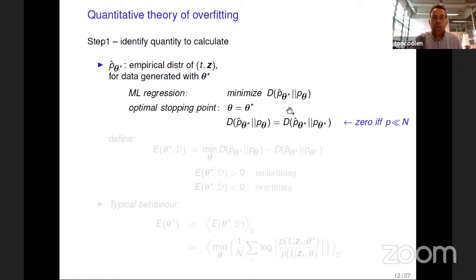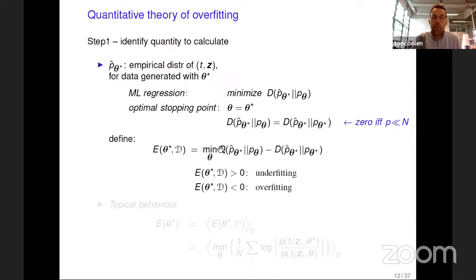So if you ask yourself, what would be an optimal outcome? It would be where your model stops when theta is equal to theta star. So not at distance 0, but where the distance between the empirical distribution and my current model is the same distance as between the empirical distribution and the true model. And this distance is no longer 0 when we are in the overfitting regime.